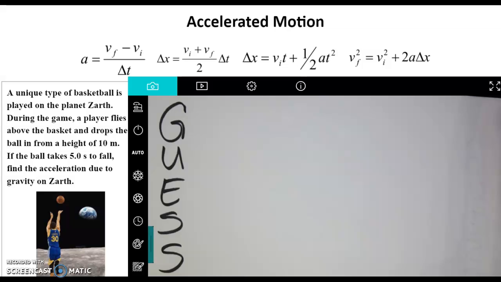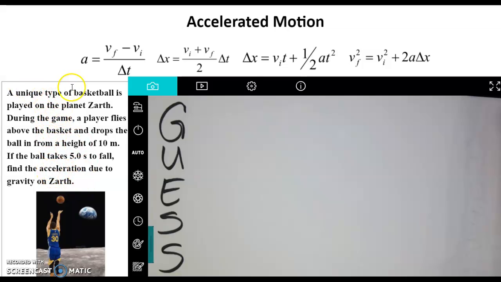Okay, on to our next question. A unique type of basketball is played on planet Zarth. During the game, the player flies above the basketball and drops the ball in from a height of 10 meters. If the ball takes 5 seconds to fall, you need to find the acceleration due to gravity on planet Zarth.